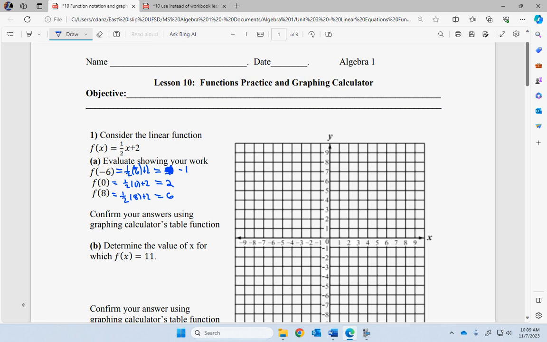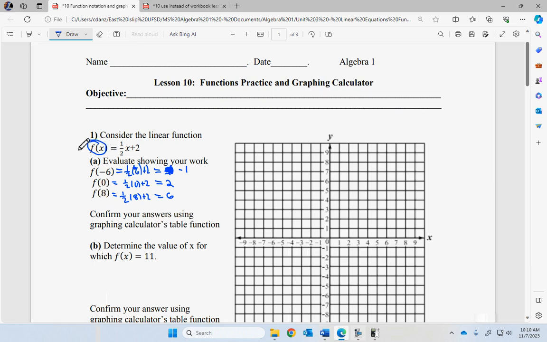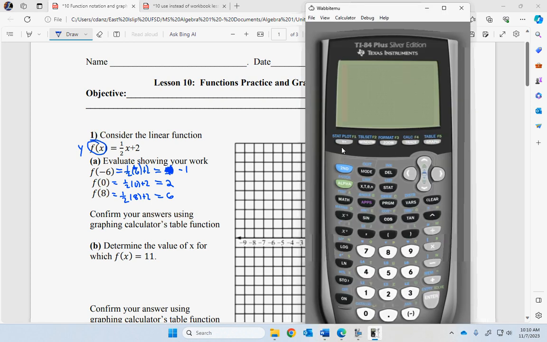Now it says confirm your answers using your graphing calculator. So get out those graphing calculators. And again, if you need to pause because I'm going too fast, please make sure you do. But to put this into our graphing calculator, remember we said that f of x is actually y dressed up nice and fancy. So in our y equals button, clear out anything that's there if there's something there. We'll type in 1/2 x plus 2. Remember alpha y equals enter, get you a fraction, help your neighbors out if they need it.